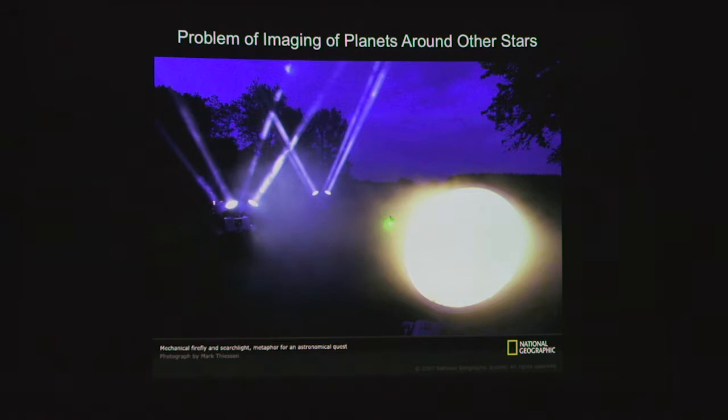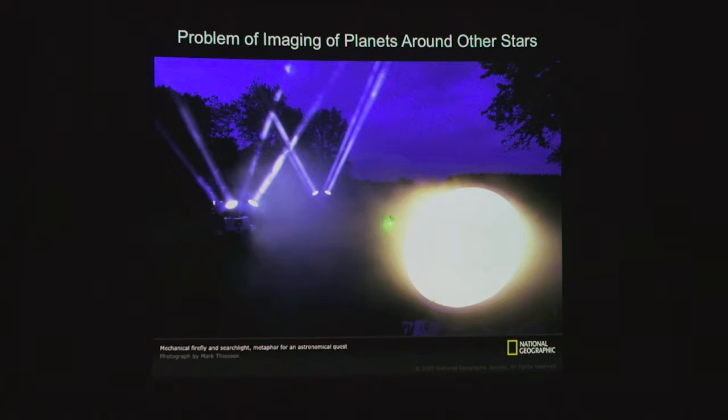And it's actually much, much worse than a searchlight versus a firefly. The visible light that an Earth-like planet reflects compared to the sun is about 10 billion times weaker than the light coming from the star. And so the glare from that star will just overwhelm the planet.